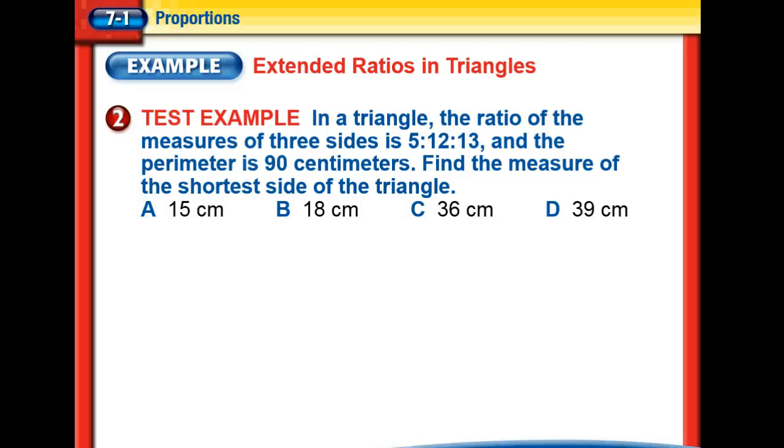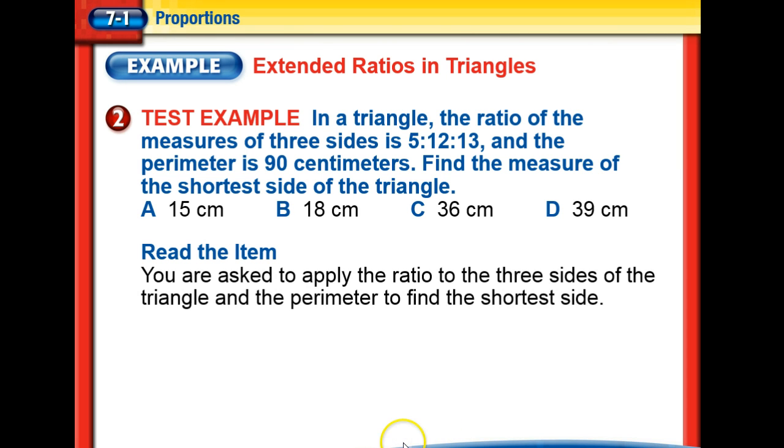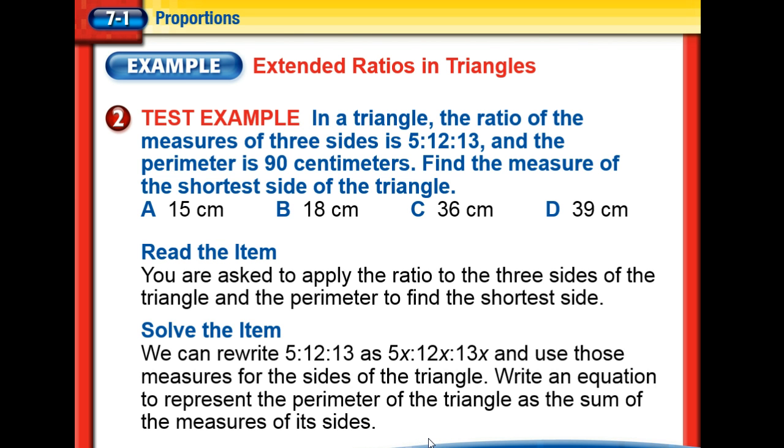Okay, and I'm sorry if that moved past that slide a little too quickly. Here's a test example, and they're going to work through this whole thing so you don't have to do this one on your own yet. In a triangle, the ratio of the measures of the three sides is 5 to 12 to 13, and the perimeter is 90 centimeters. Find the measure of the shortest side of the triangle. Well, remember, a ratio is comparing two things, and in this situation we're going to apply the ratio to the three sides of the triangle and the perimeter to find the shortest side. So we're going to solve this item.